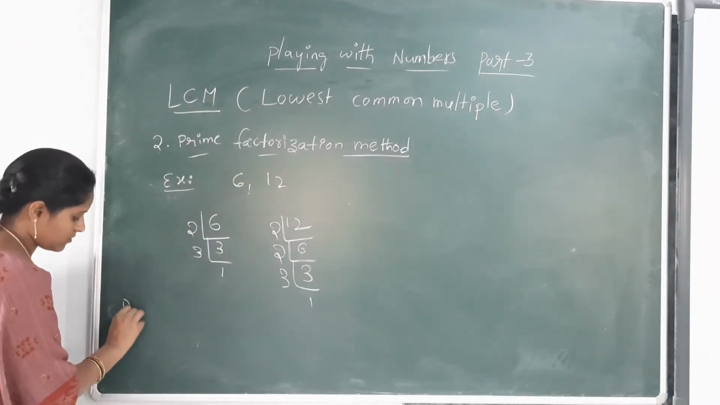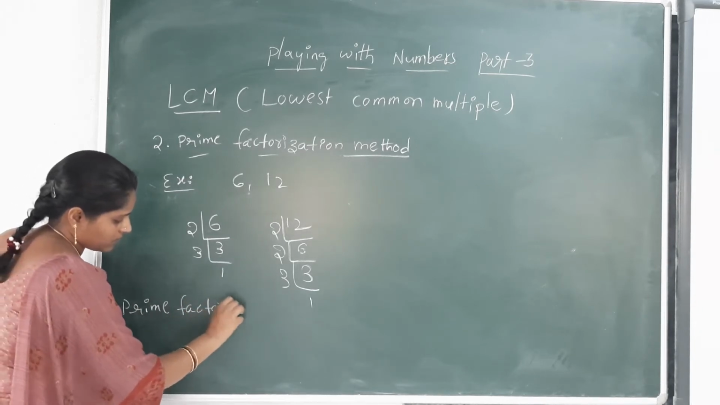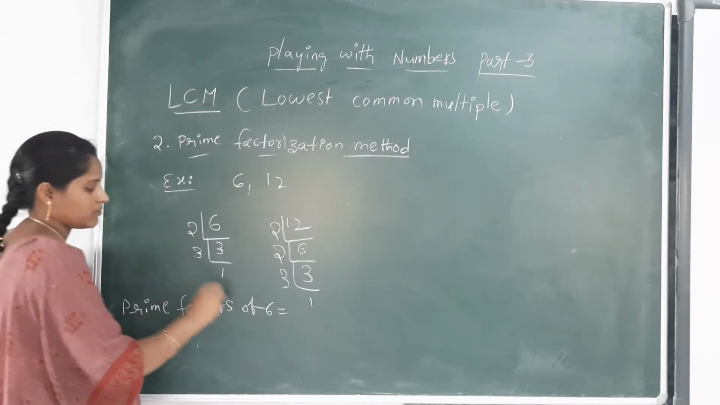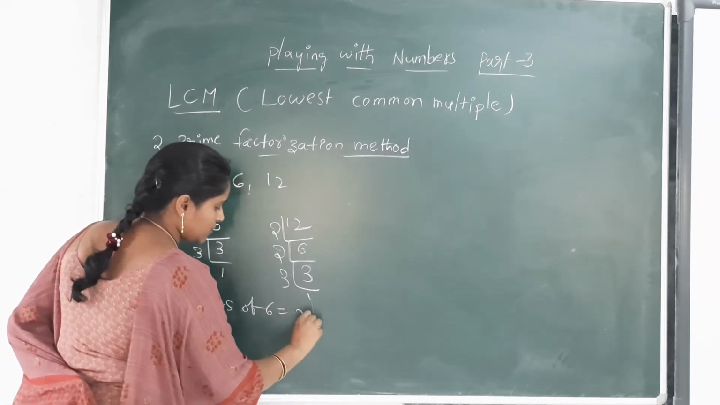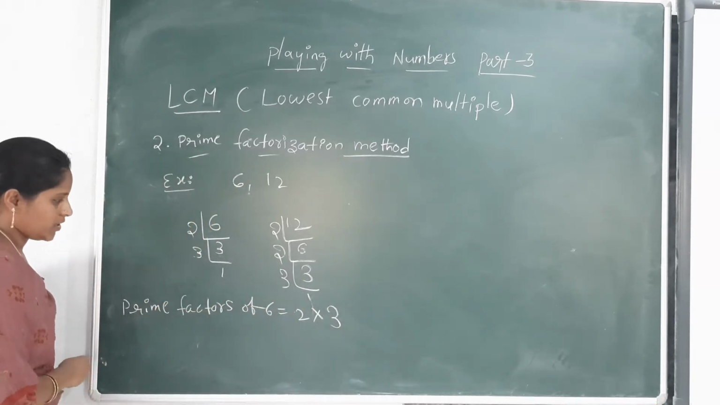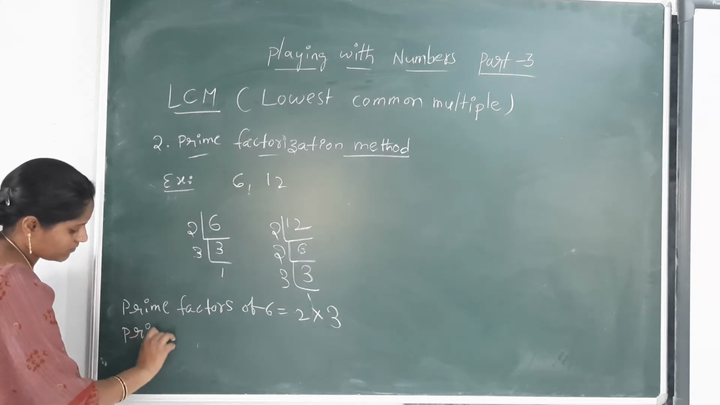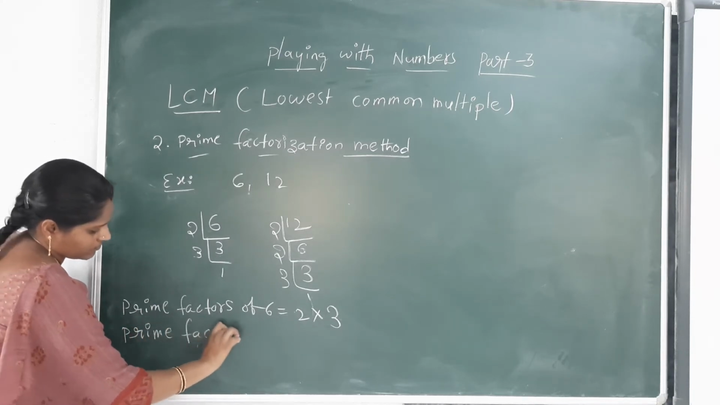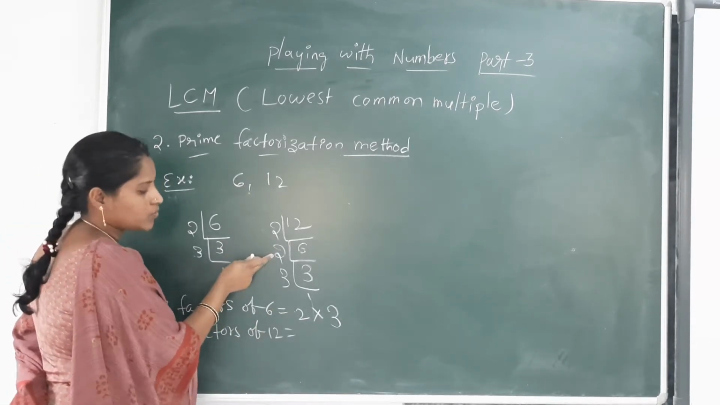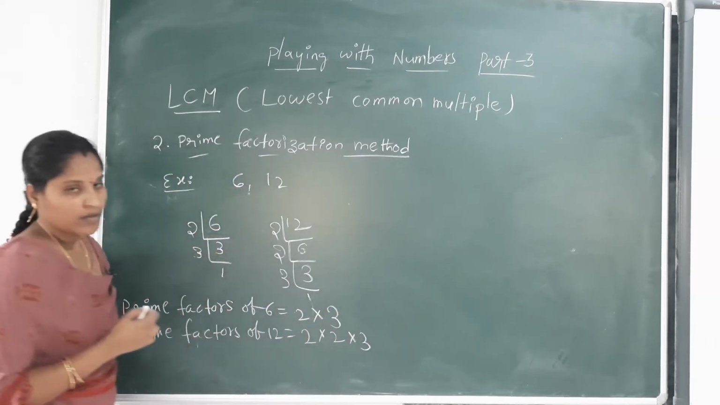After, what are the prime factors of 6? Prime factors of 6 are 2 into 3. No need to write 1 here. 1 is not a prime number, so that is not a prime factor. Next, prime factors of 12 here: 2 into 2 into 3.